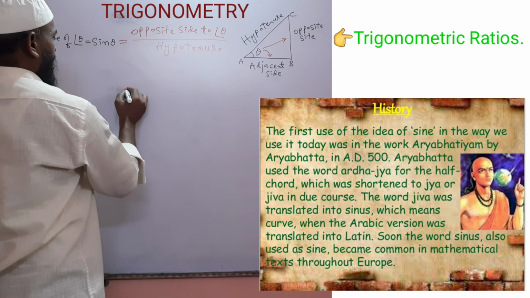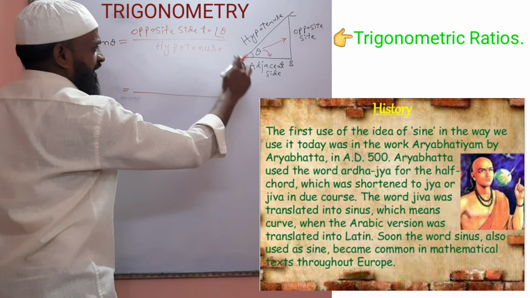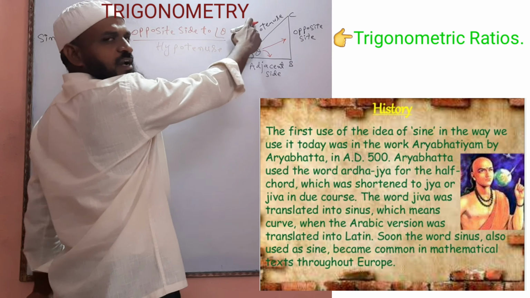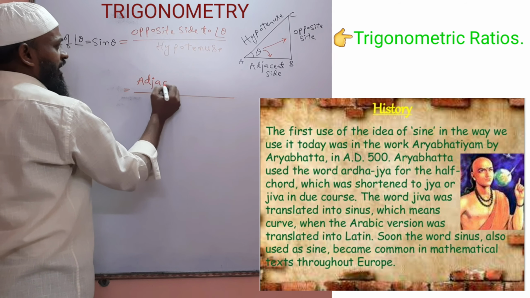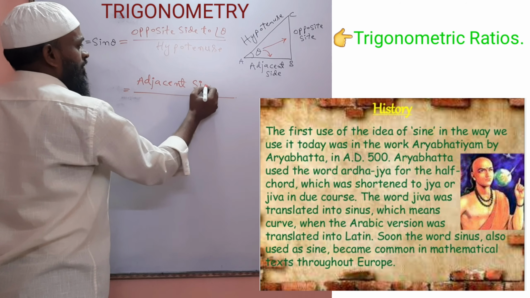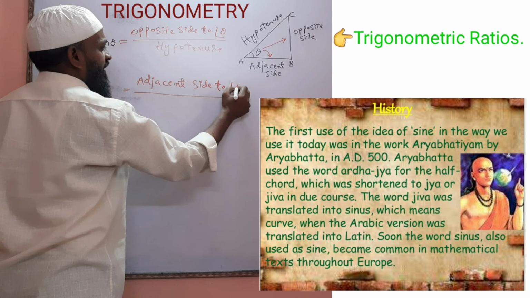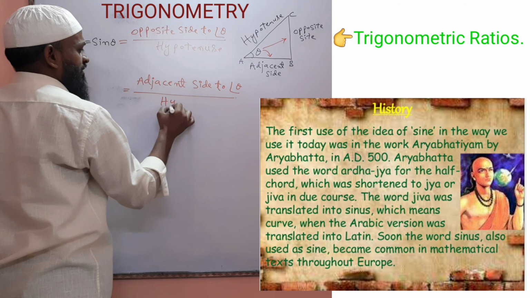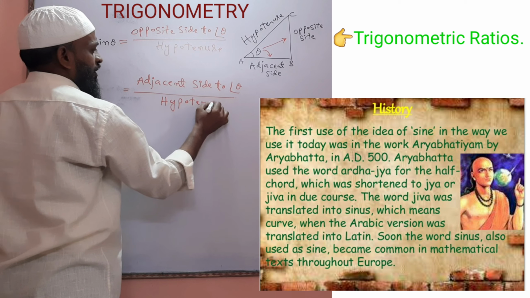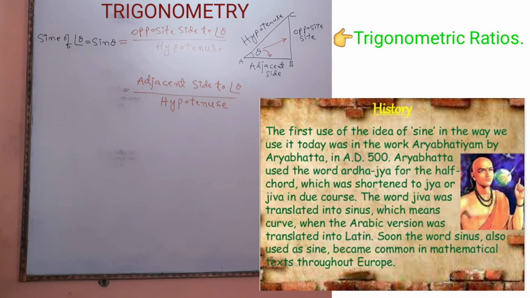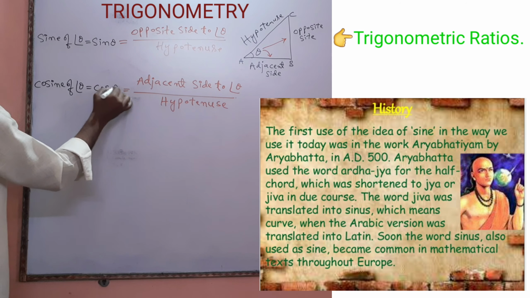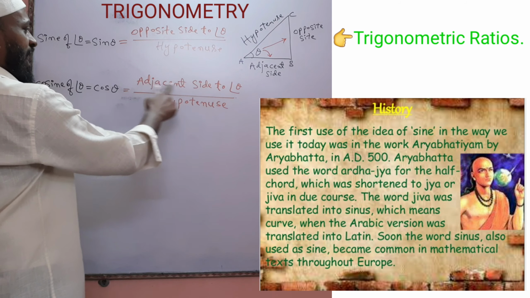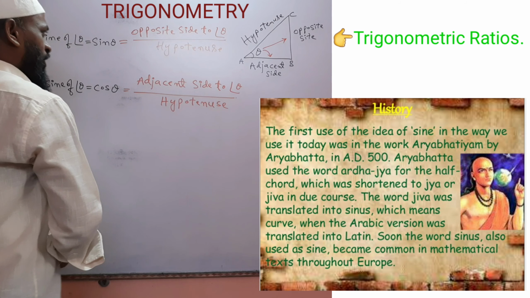Next one, if we compare another two sides, one the adjacent side, another the hypotenuse, we get another trigonometric ratio. See, adjacent side to angle theta by hypotenuse. If we compare these two sides, we get another trigonometric ratio, cosine of angle theta, simply says cos theta. So cos theta is adjacent side to angle theta by hypotenuse.